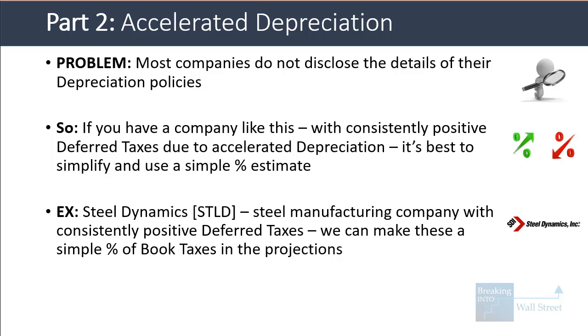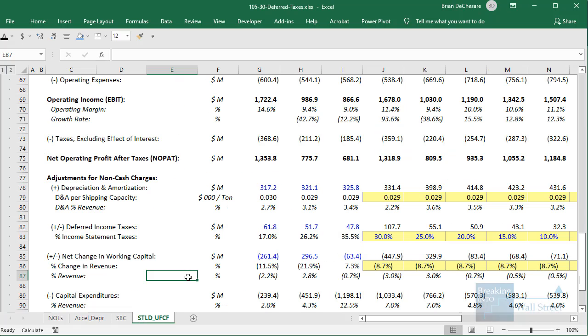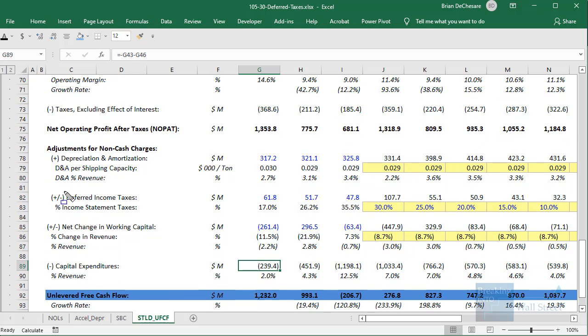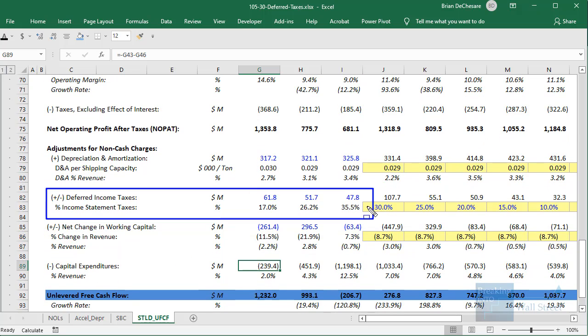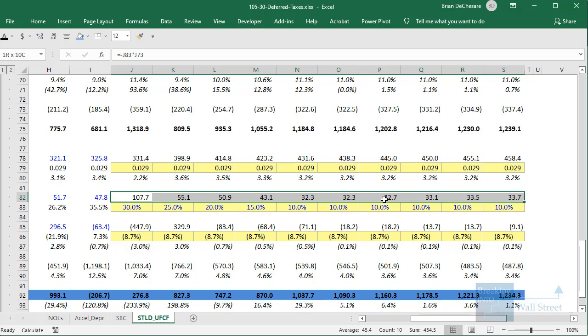For example, with Steel Dynamics, the example I just showed you before, it's a steel manufacturing company, it's in a mature industry, and they've had consistently positive deferred taxes. So here we have no real idea what their actual depreciation policies are, but we can say that since their deferred income taxes are pretty much always positive going back 5 or 10 years, it's a good bet that this company is paying less in cash taxes and it will continue to pay less going forward into the future because it also keeps spending money on assets, on CapEx, and it keeps depreciating them.